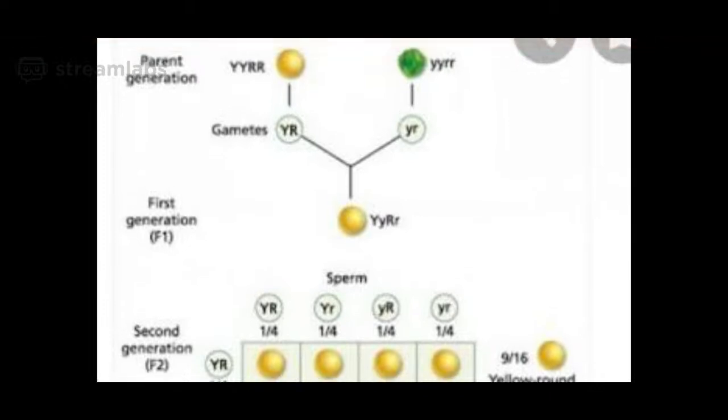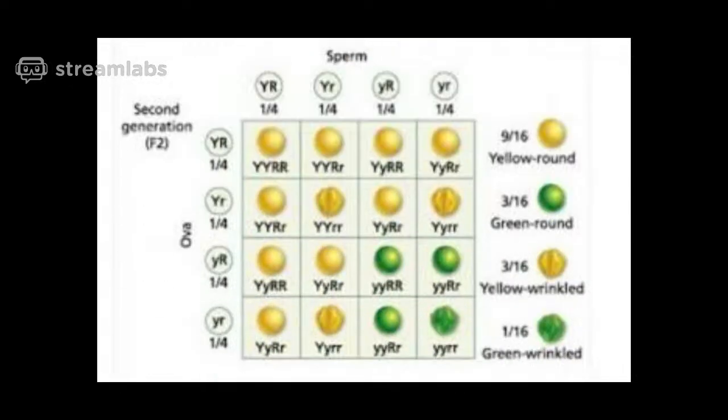In the F1 generation, all plants are round and yellow. Hence, the F1 ratio is 1. And the F2 generation is 9:3:3:1. Both phenotypic and genotypic ratio is 9:3:3:1.